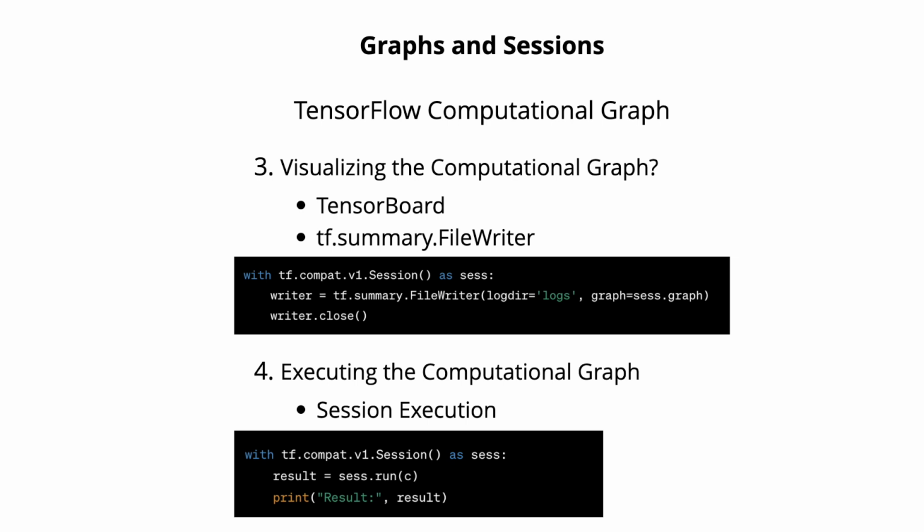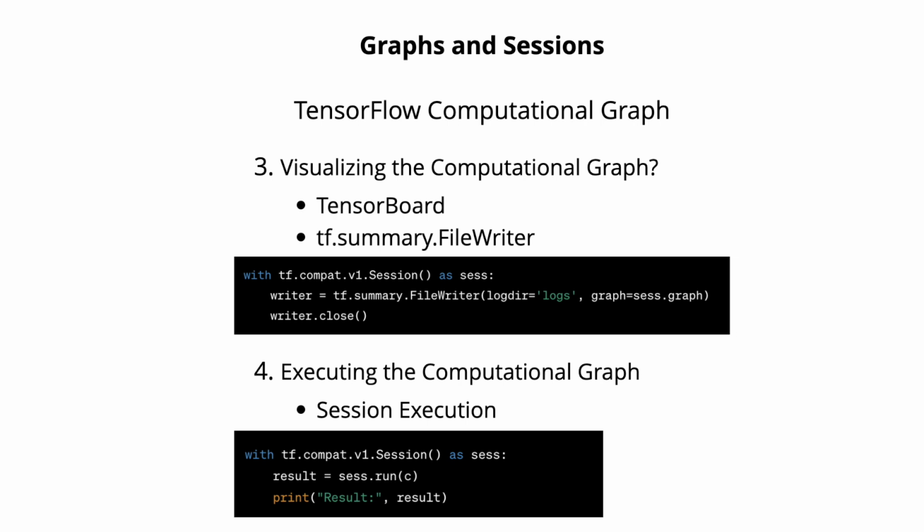tf.summary.FileWriter. Use the tf.summary.FileWriter class to write the graph to a log directory, which can then be visualized in TensorBoard. Here is an example. We create a session, tf.compat.v1.Session() as sesh, writer = tf.summary.FileWriter(logdir='logs', graph=sesh.graph), the name of the directory, and then writer.close(), and it will have your logs written in the logs folder. You'll have that particular computational graph.